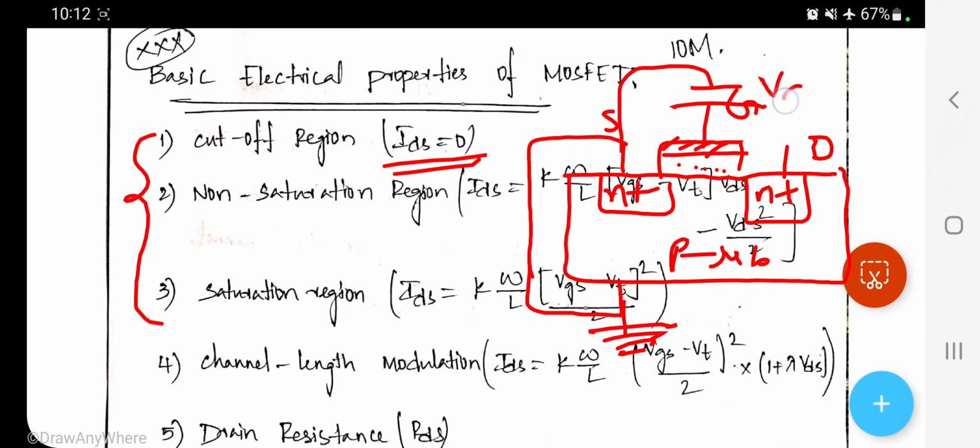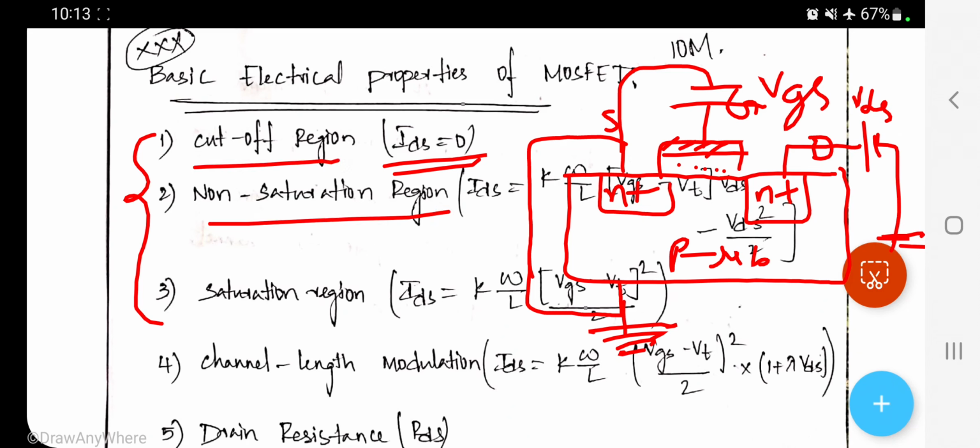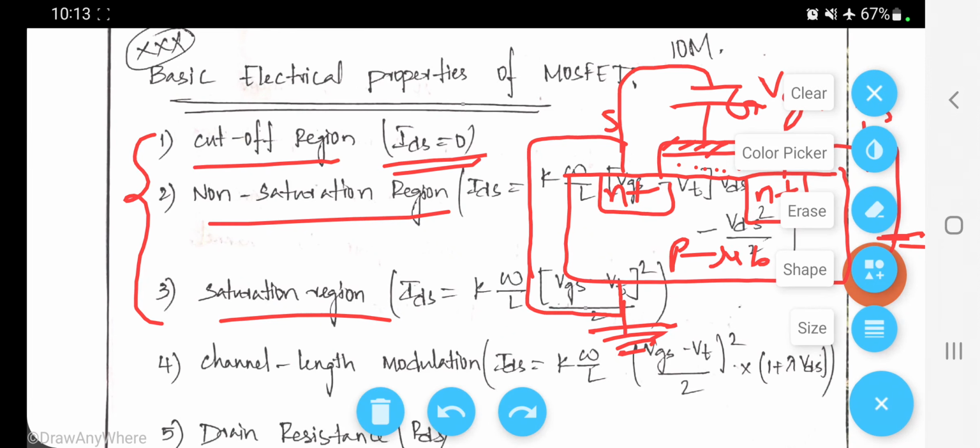And here we have VGS, the gate to source voltage. Similarly you're going to have VDS, whose negative terminal is again connected to the ground terminal, and this is the drain to source voltage. As I said, you are going to have three regions of operation: cutoff, non-saturation, and saturation.